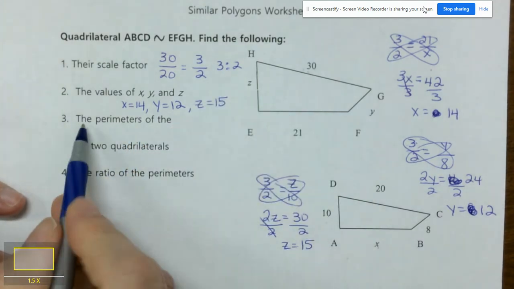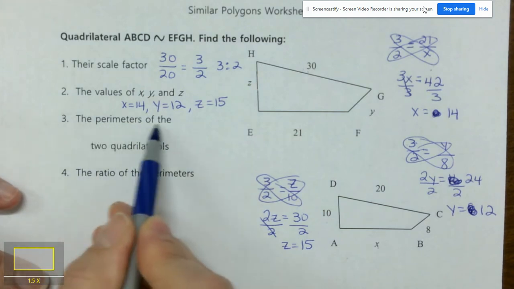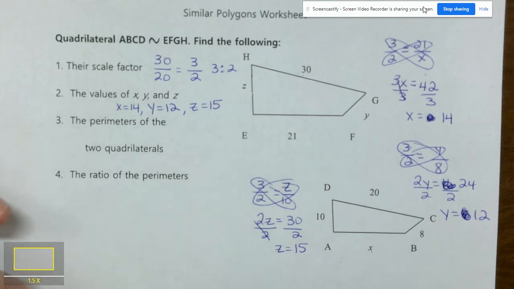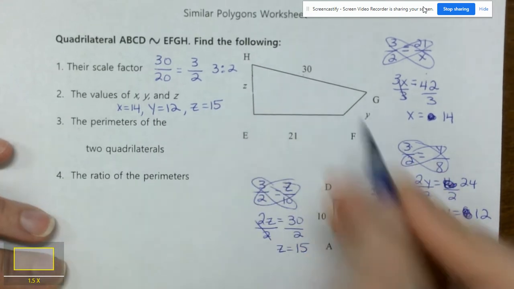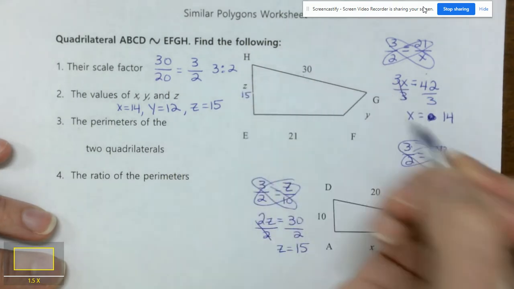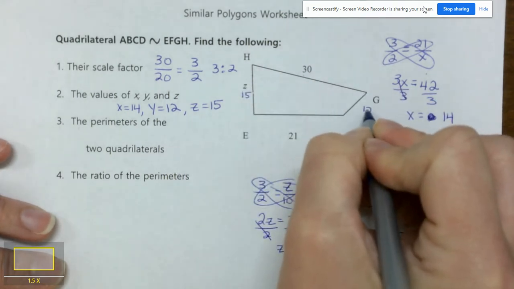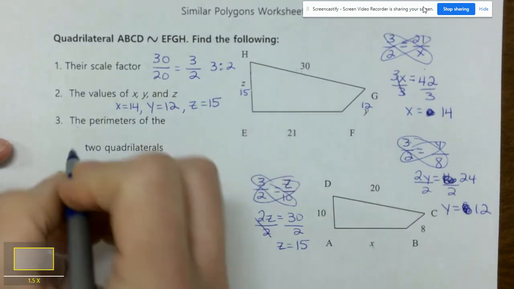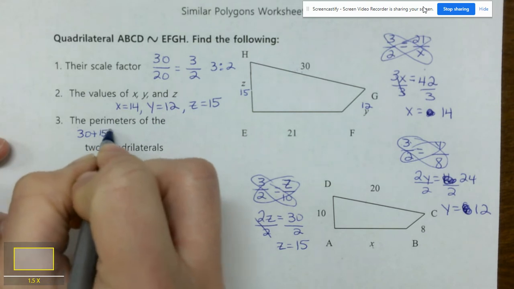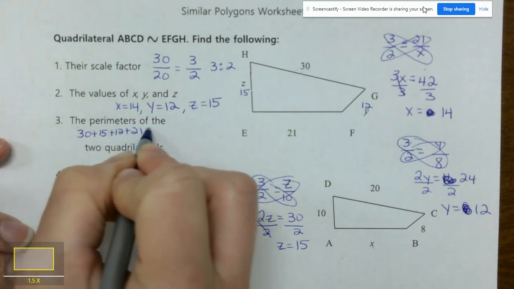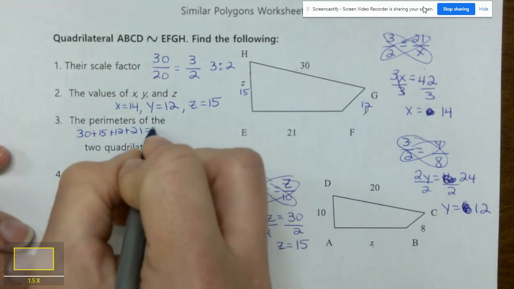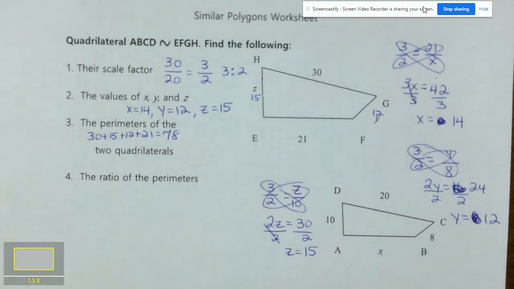Okay, then it says the perimeters of the two quadrilaterals. So find the perimeters of the two quadrilaterals. So let's do the top one first. Now I have found that z is 15 and y is 12. So to find the perimeter of this one, my top one, I'm going to be adding 30 plus 15 plus 12 plus 21. And when you add all of those together, you get 78.